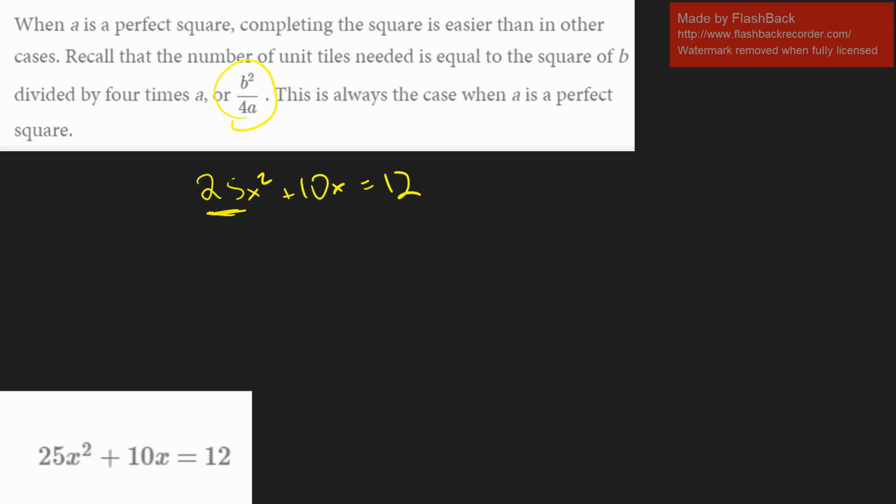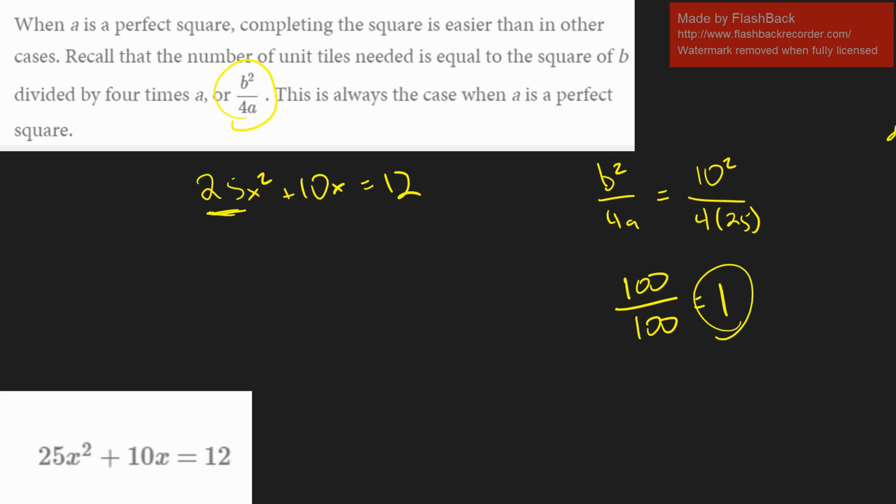That's a shortcut to finding out what I'm going to need to add. So b squared divided by 4a. b, as you can see, is 10. It's going to be 10 squared divided by 4 times a, which is 25. 10 squared is 10 times 10, which is 100, divided by 4 times 25, which is 100. 100 divided by 100 is 1. This is the number we're going to add to both sides. So it's going to be 25x squared plus 10x plus 1 equals 12 plus 1, which is 13.